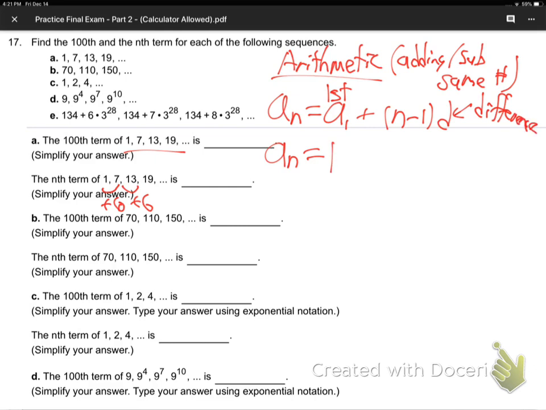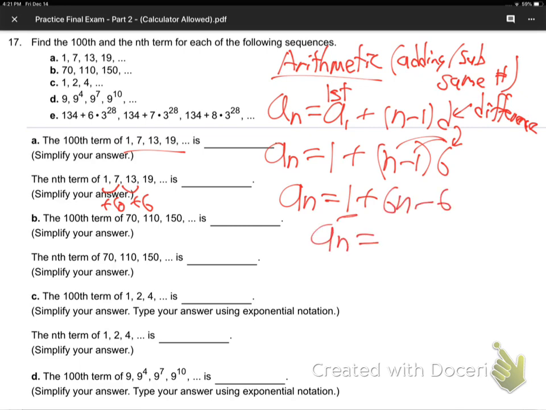So the first term is 1. And the difference from term to term, the d, is 6. So simplify that formula. 1 plus distribute that 6: 6n minus 6. 1 take away 6, negative 5, plus 6n. So there's the a sub n formula. That formula, so that goes right here. You can write it the other way, 6n minus 5, if you prefer.